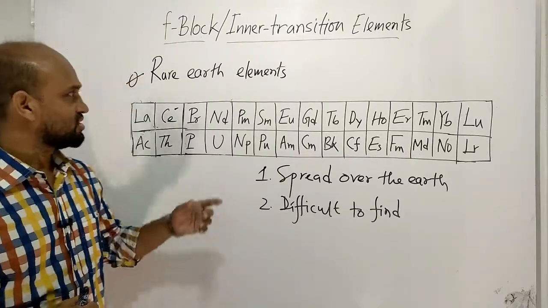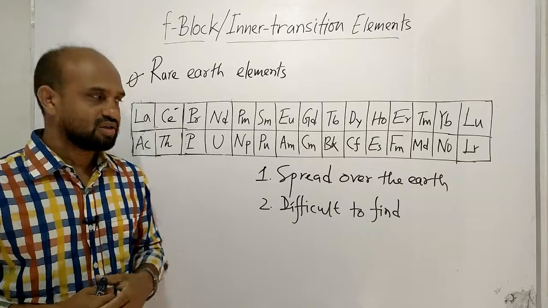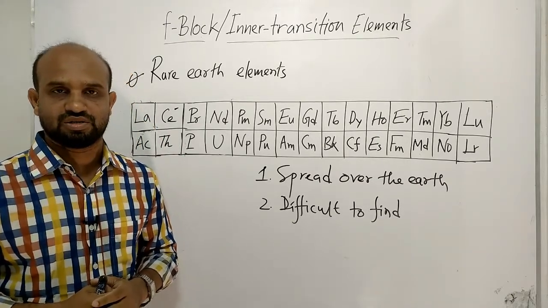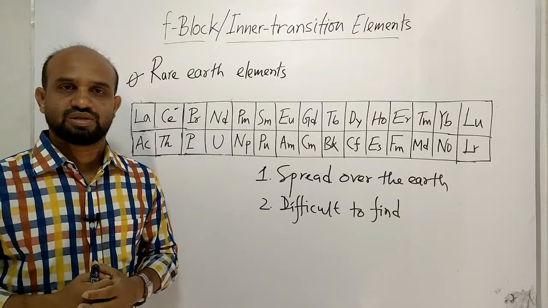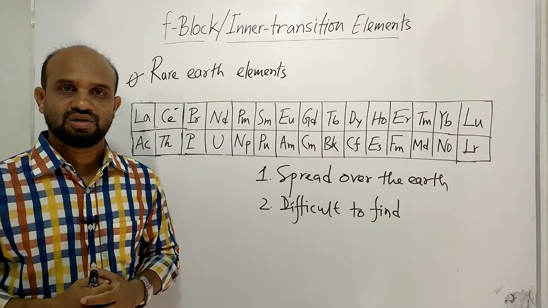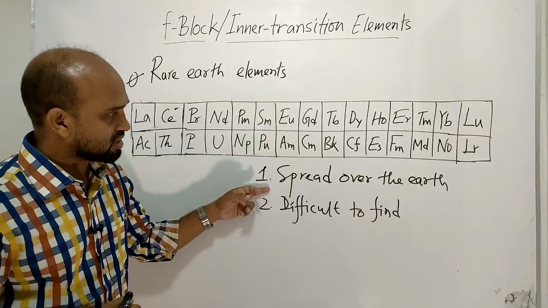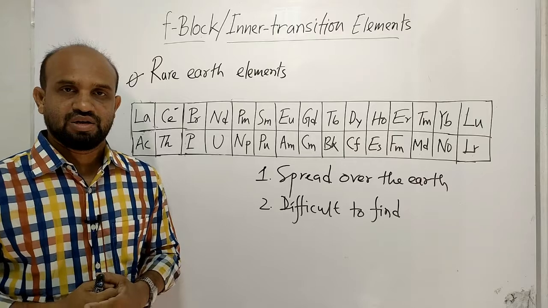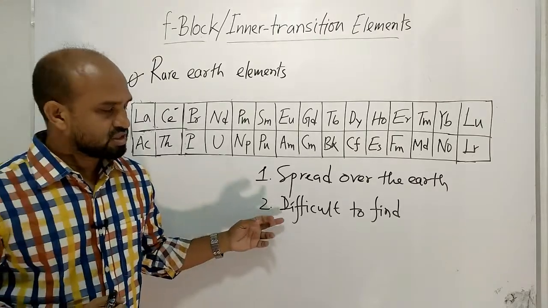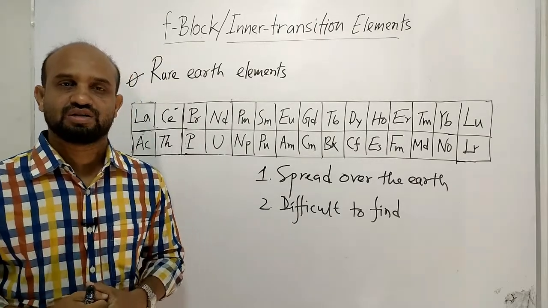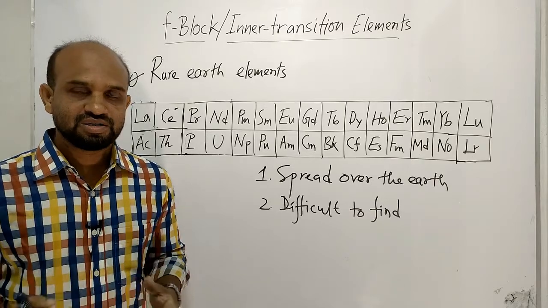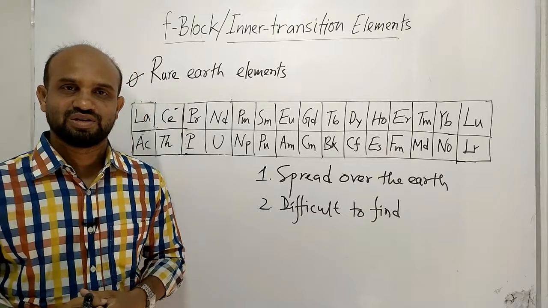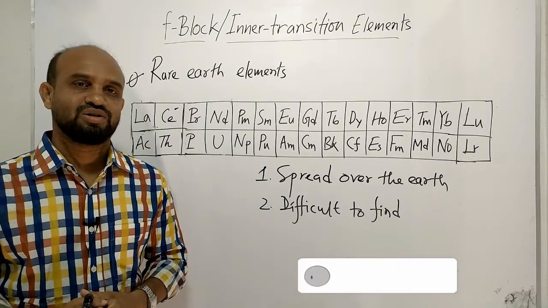Now the point is rare earth metals. These F block elements are termed as rare earth metals. These metals or these elements are not actually rare, but these elements are spread very evenly over the earth, and that is why it is very difficult to find at one place. Considering this thing, these F block elements are called rare earth elements or rare earth metals.